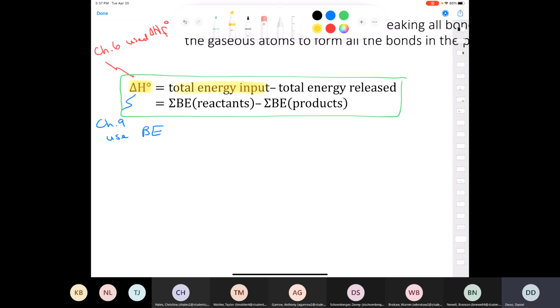Then once the bonds are reformed to make new molecules, you make new bonds, energy gets released. And so you would subtract the bond enthalpy from the product. So this is an equation that you've got to have under your hat.